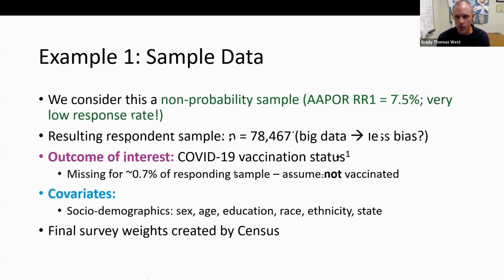So based on this sample, we were interested in COVID-19 vaccination status. It was missing for a small fraction of the responding sample that we can assume were not vaccinated, but we'll set that aside for now. The covariates that were available for use are basic sociodemographics: sex, age, education, race, ethnicity, and the state where you have residence. And Census did actually create final survey weights for the household pulse survey. So weights were available, which ostensibly should have been correcting for selection bias.